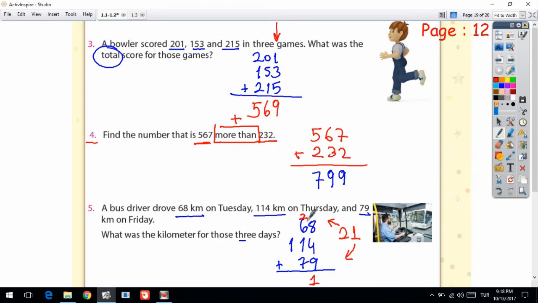2 plus 6, 8 plus 1, 9. 9 plus 7 is equal to 16. I cannot write 16 here because 16 is a 2-digit number. Again, I need to write it on the right side of the question. So what should I do? I write 6 in the tens digit, then I send 1 to the next digit. 1 plus 1 is equal to 2. So your answer is 261 kilometers.